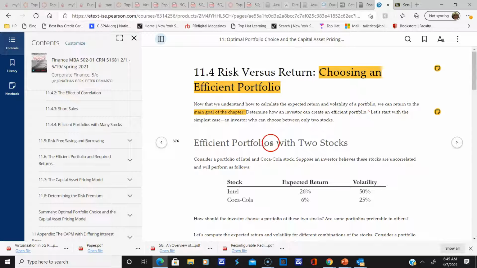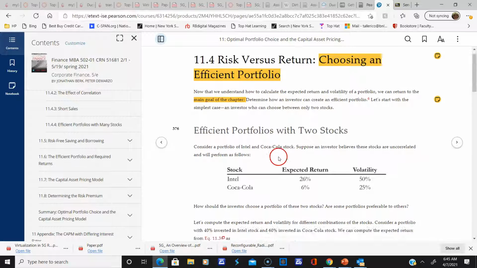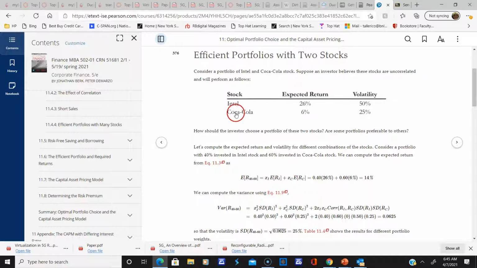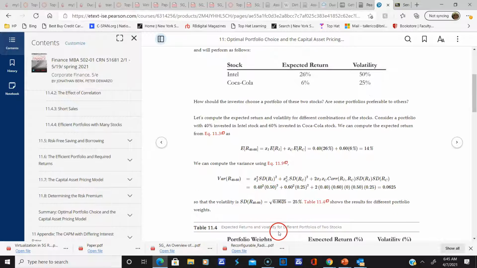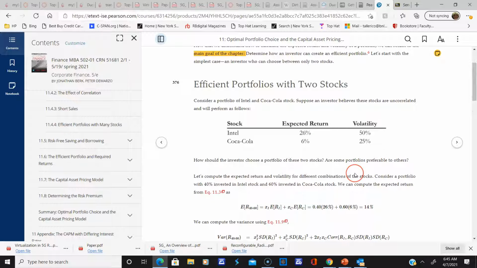So let's start with the simplest case: two stocks. Basically, we have two stocks, Intel and Coca-Cola. Here's the expected return and volatility. So now if we combine them, individually, here's their expected return and volatility. If we combine them, let's assume we have weights here of 40% and 60%.